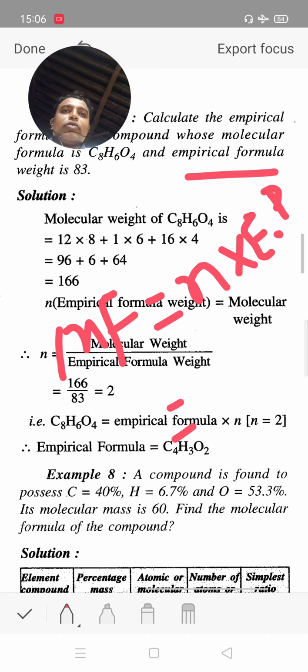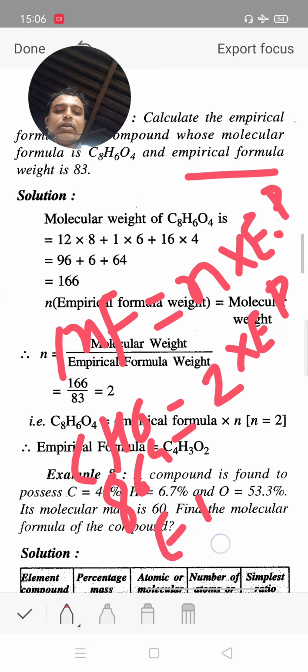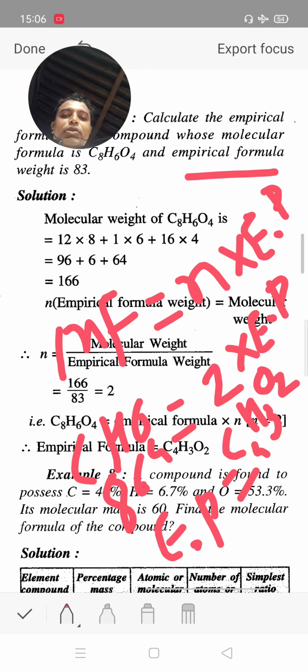Now we calculate the empirical formula by using this formula. Your molecular formula is C8H6O4. Put the value of n equal to 2. Then your empirical formula is 4 carbon, 3 hydrogen and 2 oxygen, meaning it is divided by 2. The empirical formula is C4H3O2. It is the empirical formula calculated this way.